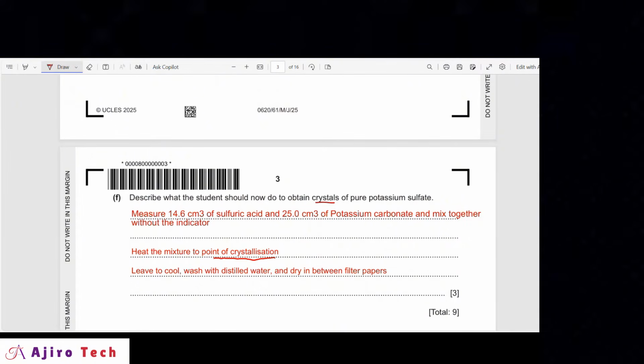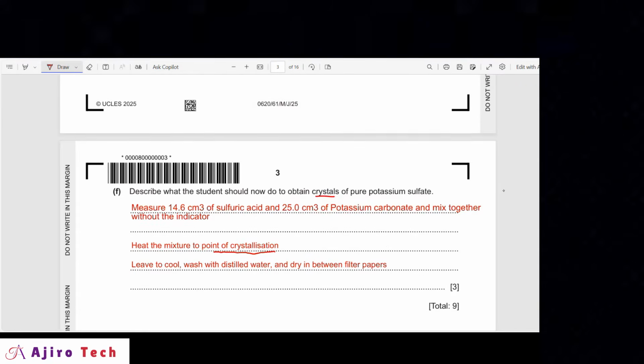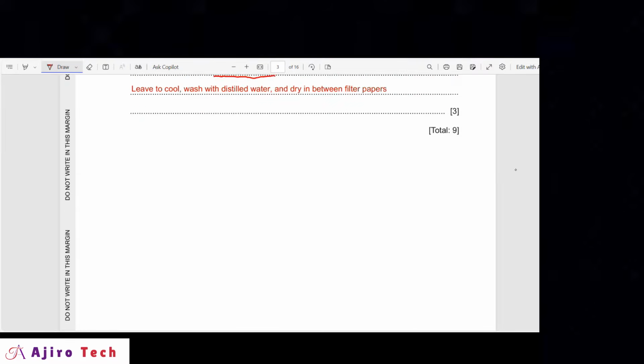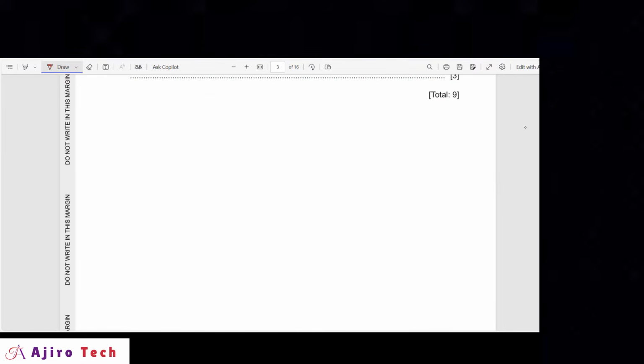And after that, you leave it to cool so that the crystals can form well. Then you wash with distilled water and you dry in between filter papers. This is the way you could obtain crystals of pure potassium sulfate. Right, and that brings us to the end of question 1. So you can see that they are quite familiar questions. Right, so let's go to question 2.